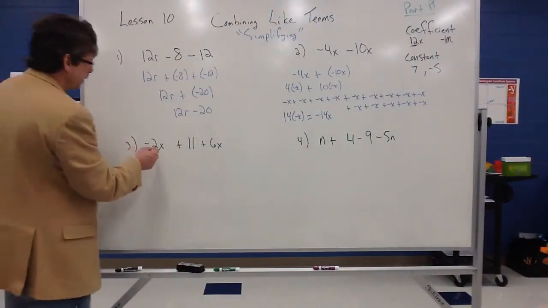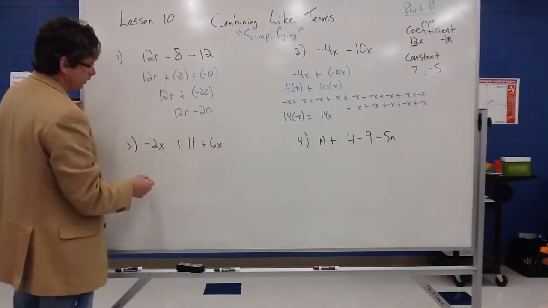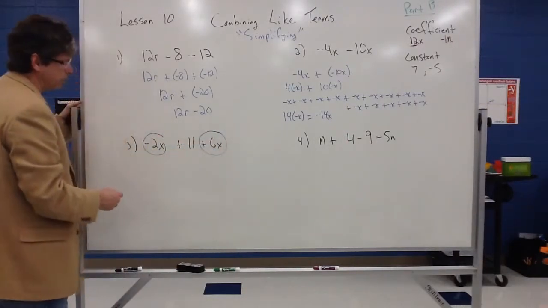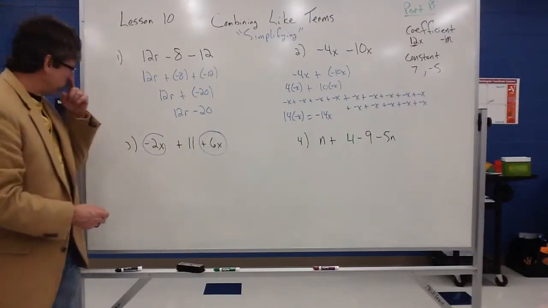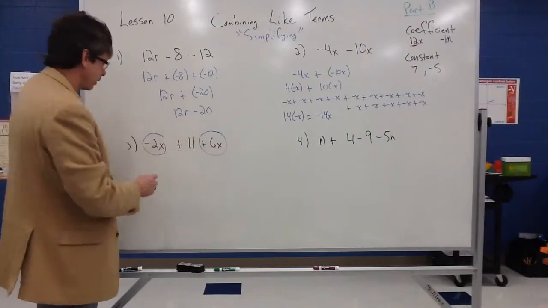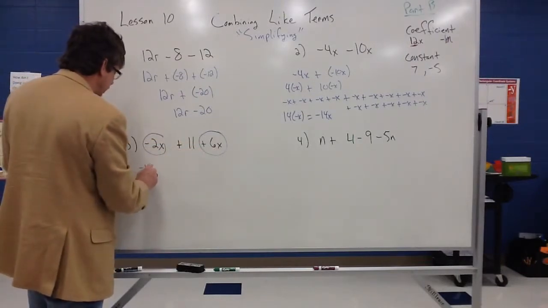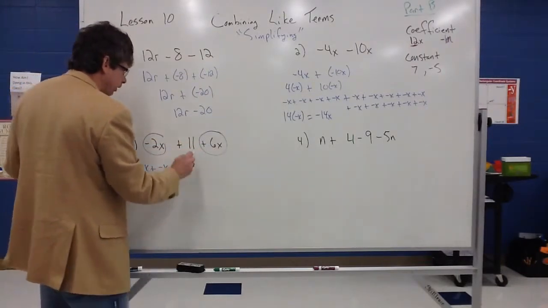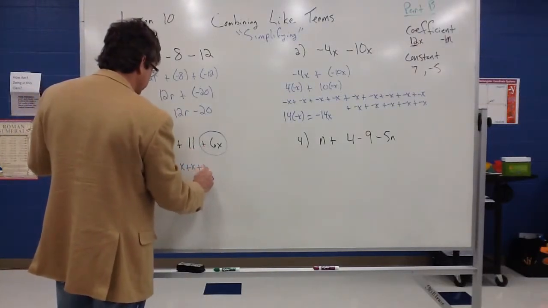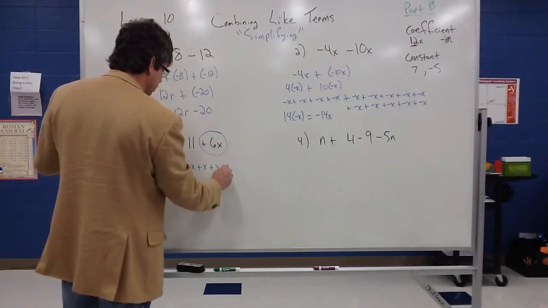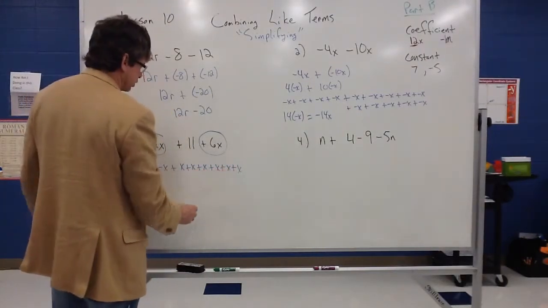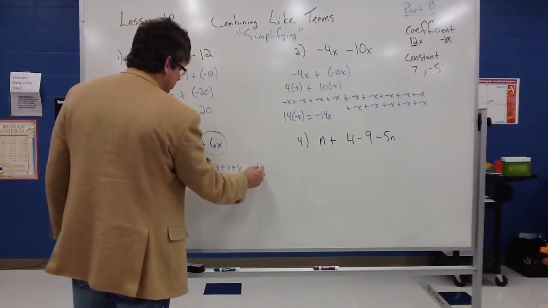So when I look at this problem right here, -2x plus 11 plus 6x, we see this term and this term are like terms. So what I have is 2 negative x's and 6 positive x's. If we look at that as a -x and a -x, and we have 6 positive x's, x plus x plus x plus x plus x plus x, 1, 2, 3, 4, 5, 6 x's, and then we have that 11 out there by itself.